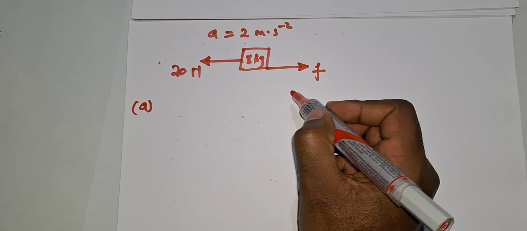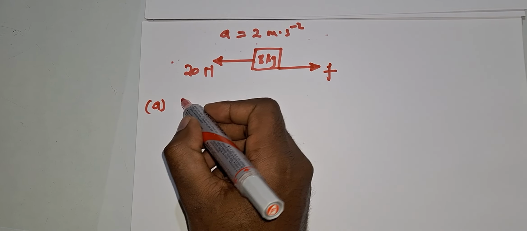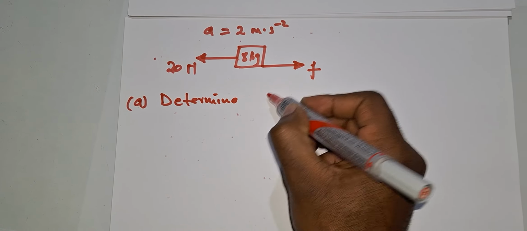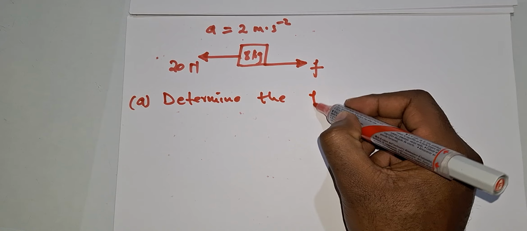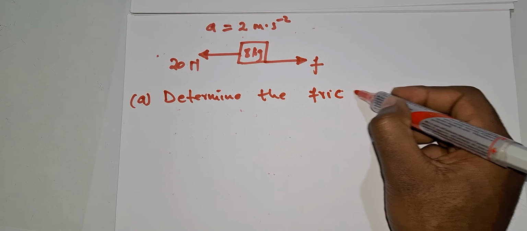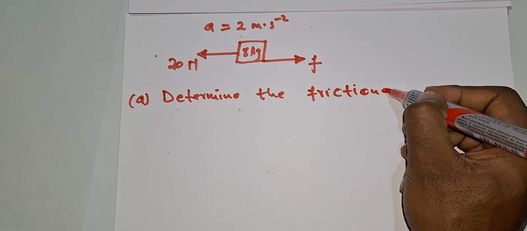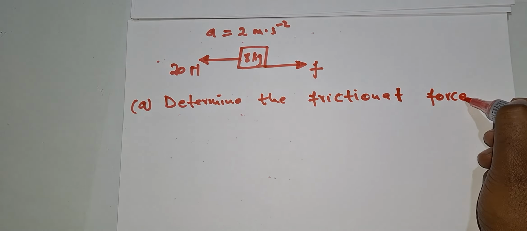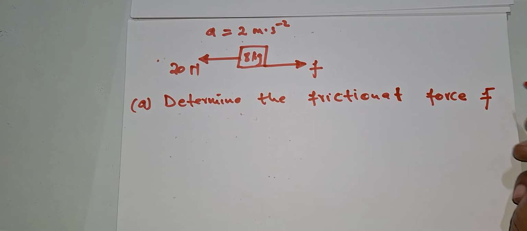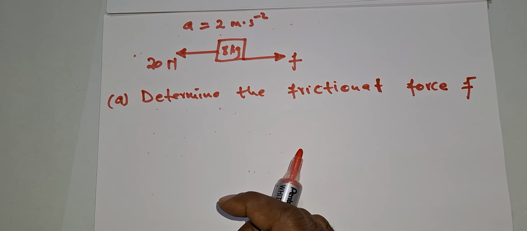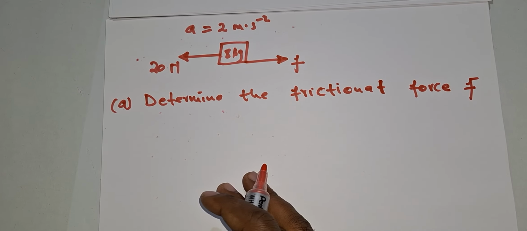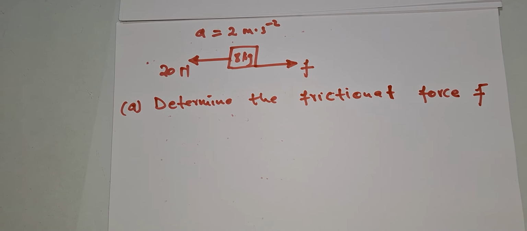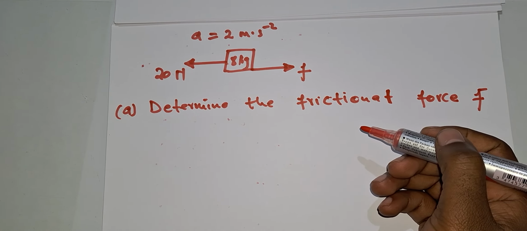let's say number A. We must determine the frictional force f, right? So we must determine the frictional force f. How we do that is we have to use Newton's second law. So this is how it says.